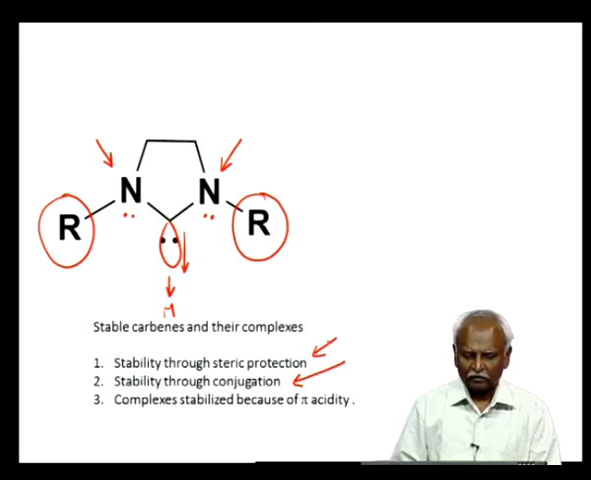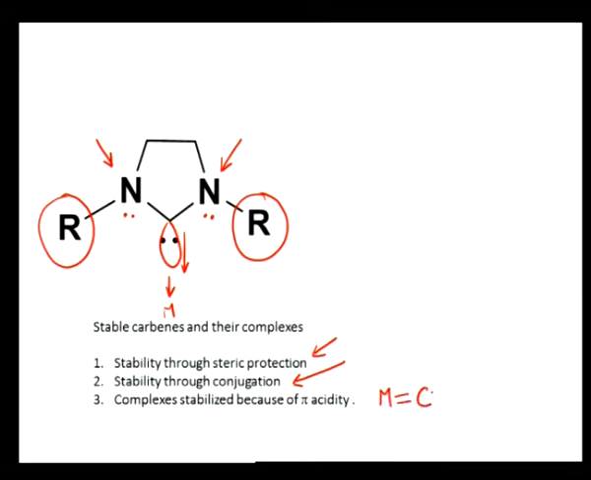And these complexes are stabilized because of pi acidity. When the metal forms a complex with the carbene, it has two interactions which are typified by donation from the lone pair that we referred to, and there is a back bonding as in the Dewar-Chatt-Duncanson model. From the metal, there is some dative bonding which occurs, which pushes electron density in the opposite direction. These two factors stabilize the complexes.